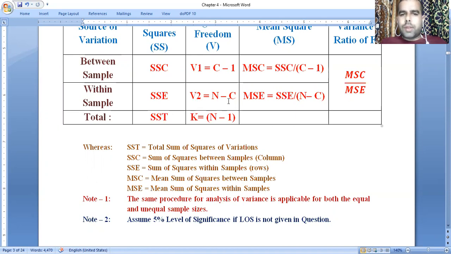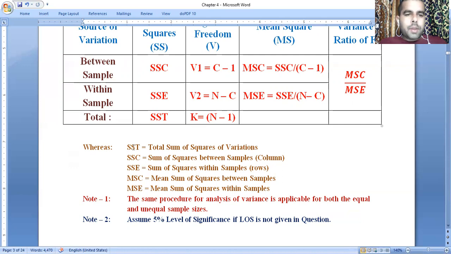Then V2 is equal to N minus C. N indicates 20, and there are 4 columns. 20 minus 4 means here you will get 16. If you do the total, 3 plus 16 is 19. Otherwise, simply N minus 1, where N is the number of samples. 20 samples are there, 20 minus 1 is 19. Again, the same answer you will get.